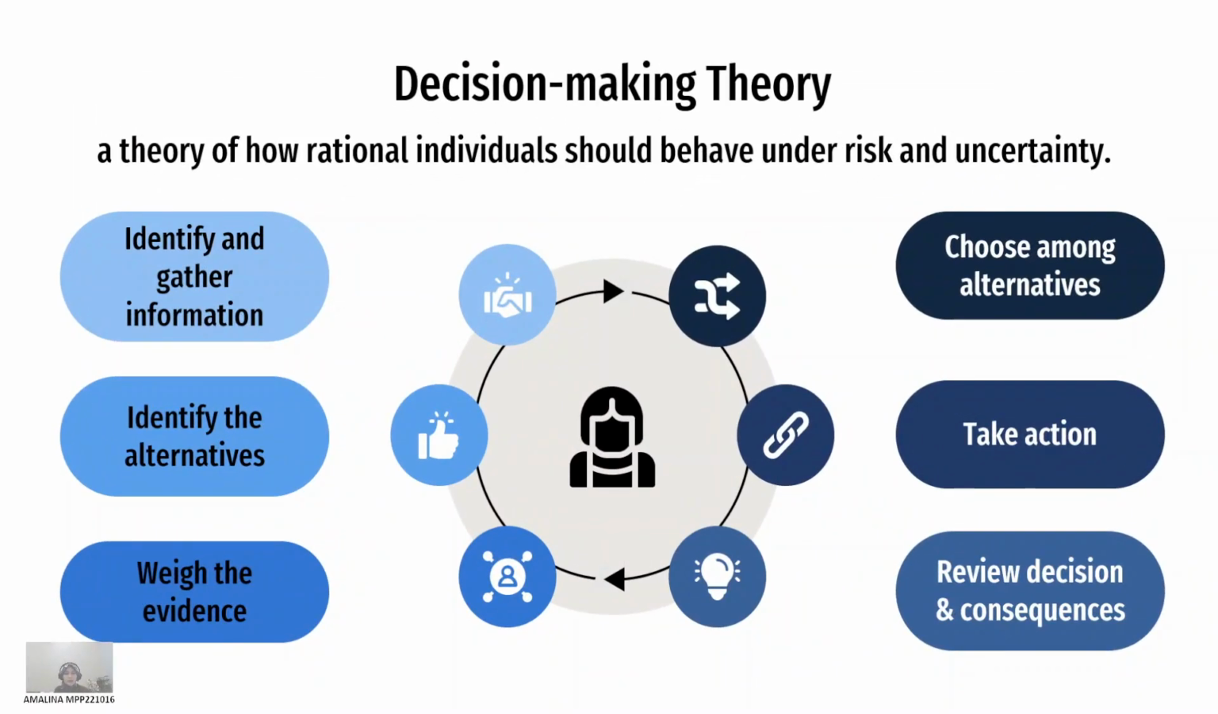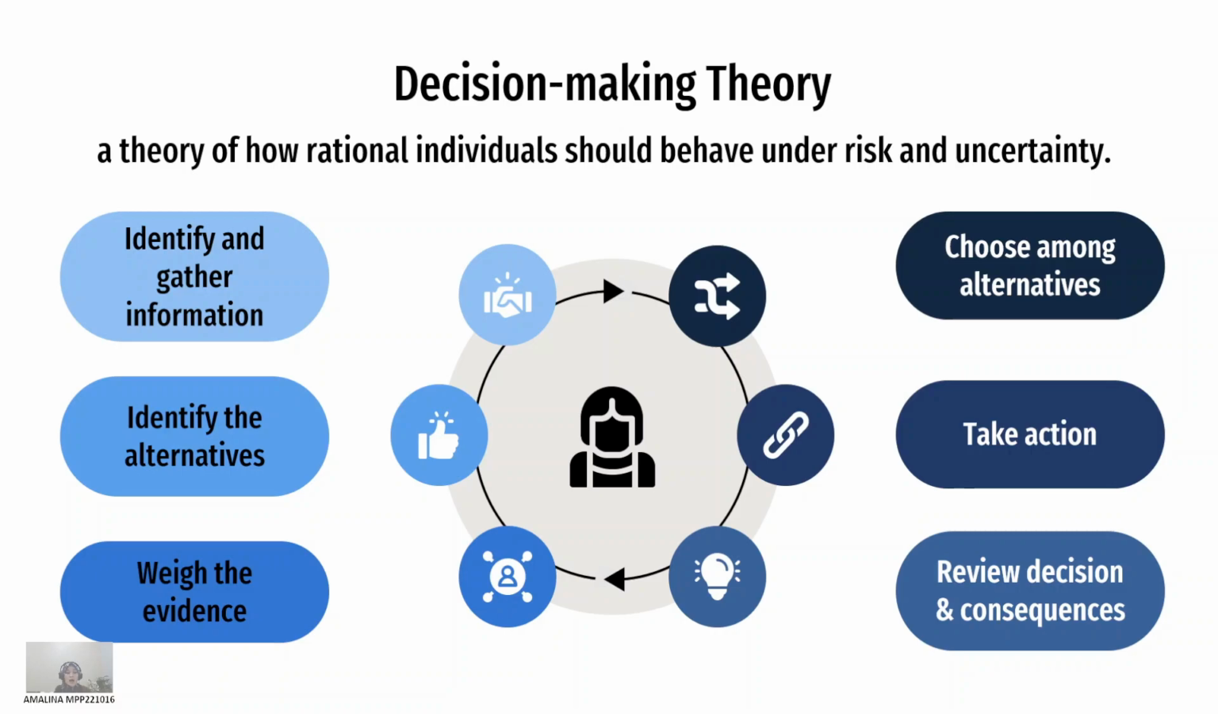Number four under contingency leadership is decision-making theory. Decision-making theory is a theory on how rational individuals should behave under risk and uncertainty. The rational decision-making process involves careful, methodical steps.